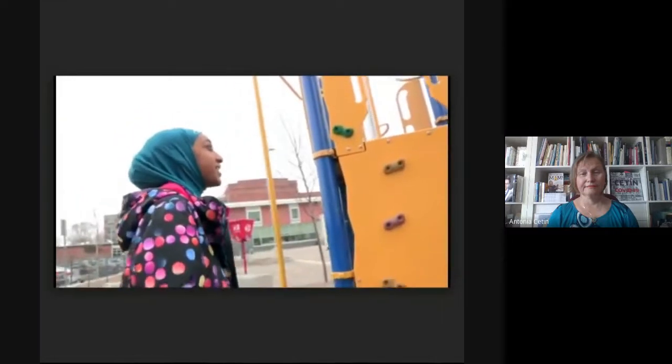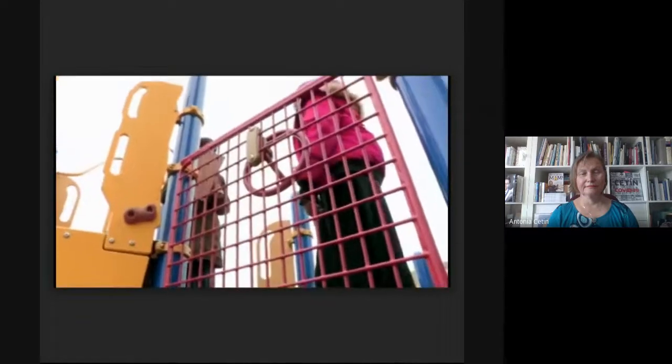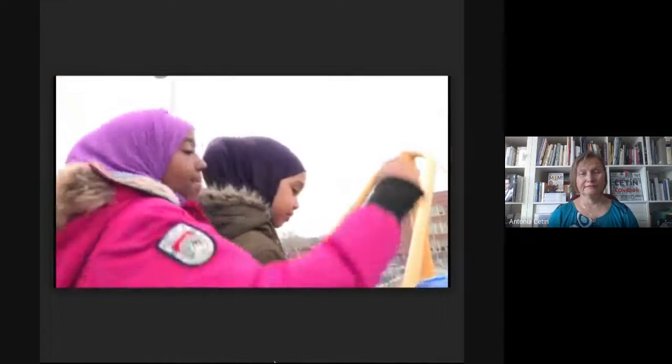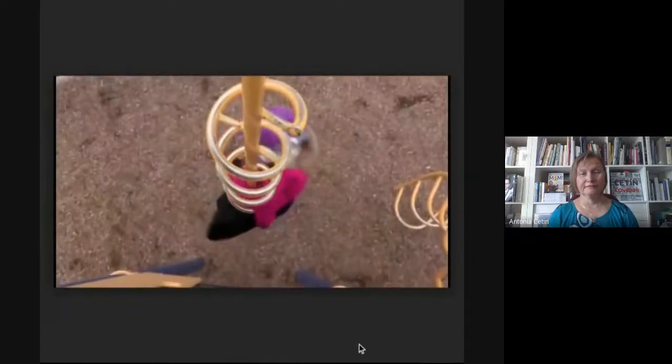Now we have to measure the area. I look at my students as competent. I look at them as critical thinkers, and I look at them as students who are able to achieve anything that I put in front of them.